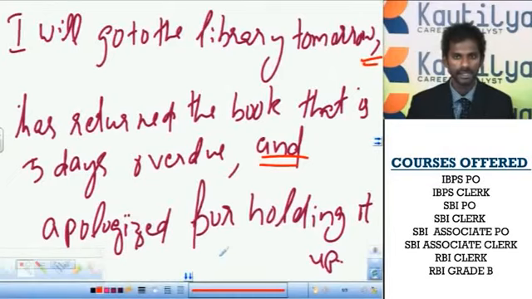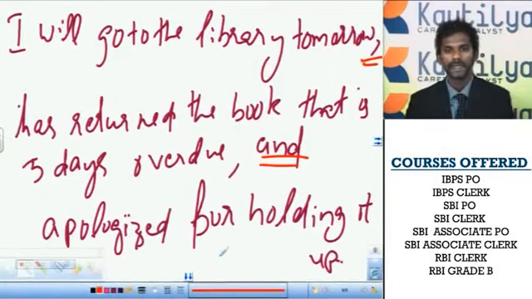I told you tense consistency means if one idea is in the present tense, all the ideas must also be in the present tense. Past same thing, future also same. First idea is I will go to the library tomorrow. That is which tense? Will appears in the future tense. We discussed in tenses. So first idea is in the future tense. So the other ideas must also be in the future tense, right? Come to the second idea.